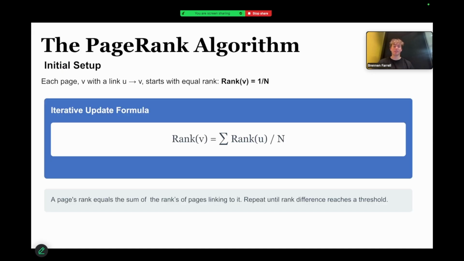So this is the PageRank algorithm, the initial version. In the initial setup, we have a page V with a link from U to V, and it starts with a rank of 1 over n, where n is the number of all the vertices in the graph.